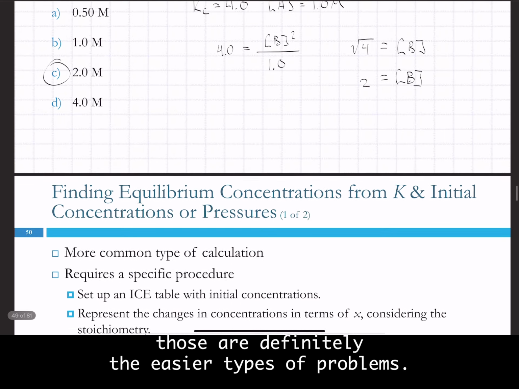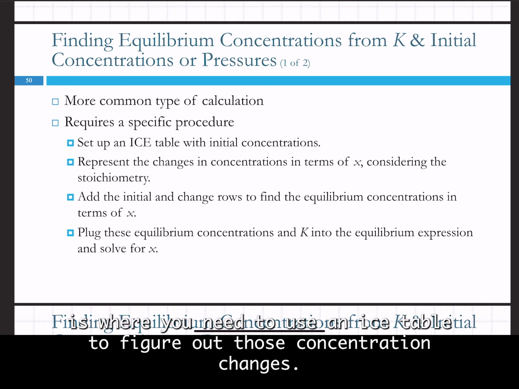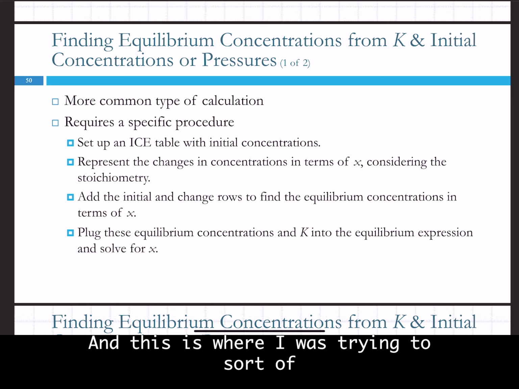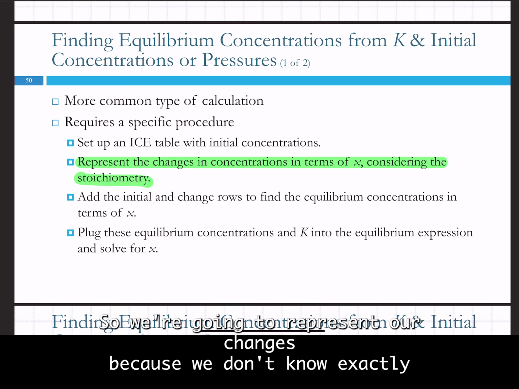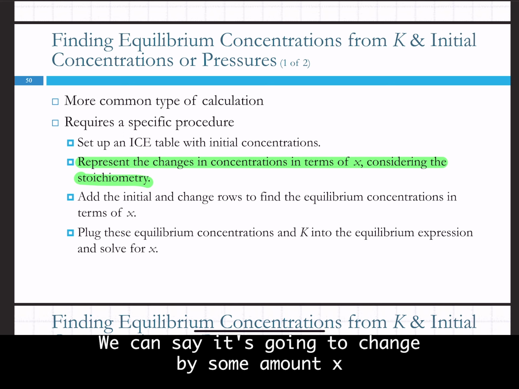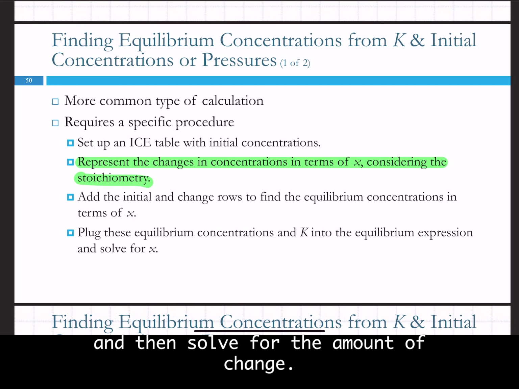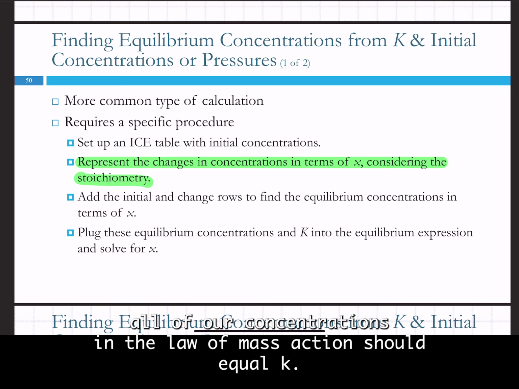Again, those are definitely the easier types of problems. The more common and harder one is where you need to use an ICE table to figure out those concentration changes. And this is where I was trying to sort of prime that idea of x in those previous problems. So we're going to represent our changes because we don't know exactly how much everything changes by. We just know that it will change. We can say it's going to change by some amount x and then solve for the amount of change. Because we know at the very end, all of our concentrations in the law of mass action should equal K.